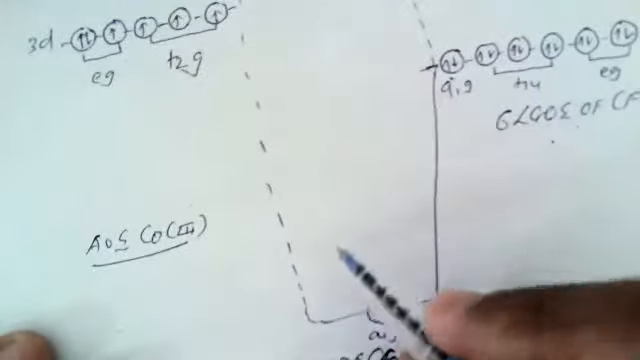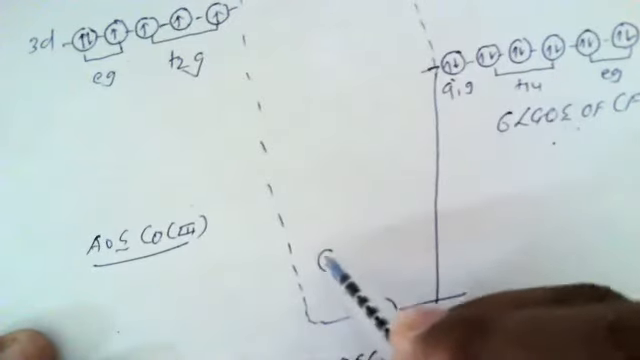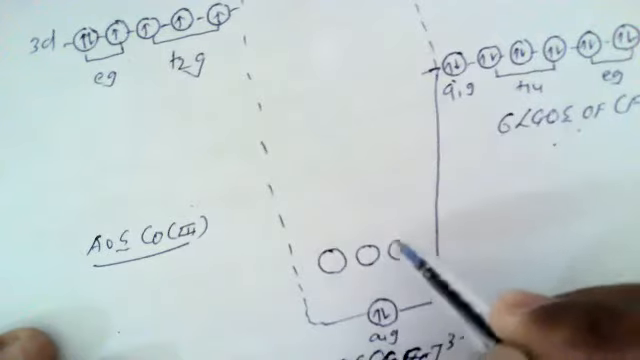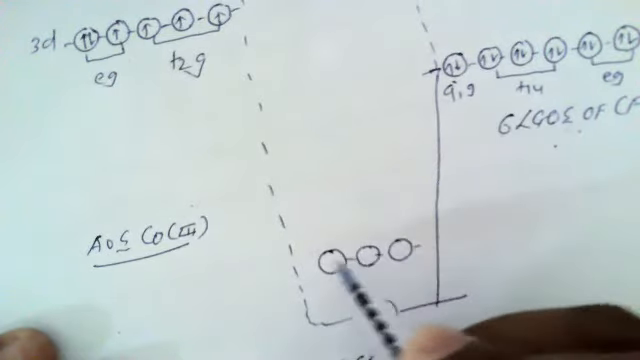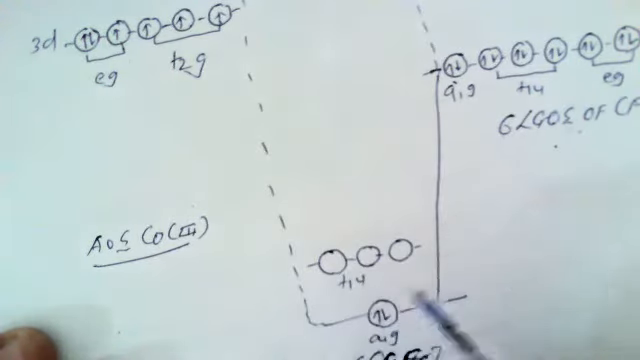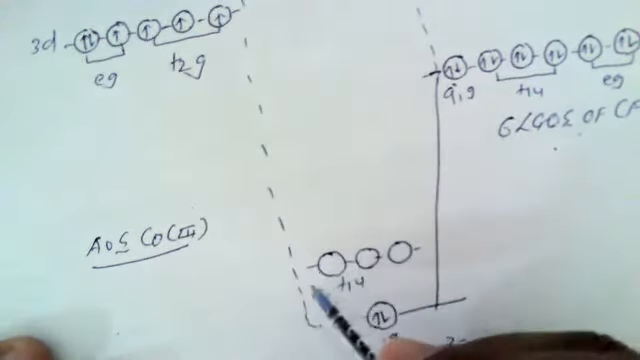Now, at a time, 3 bonds have been produced like this. Show these 3 bonds. Label these molecular orbitals as T1U, triply degenerate.